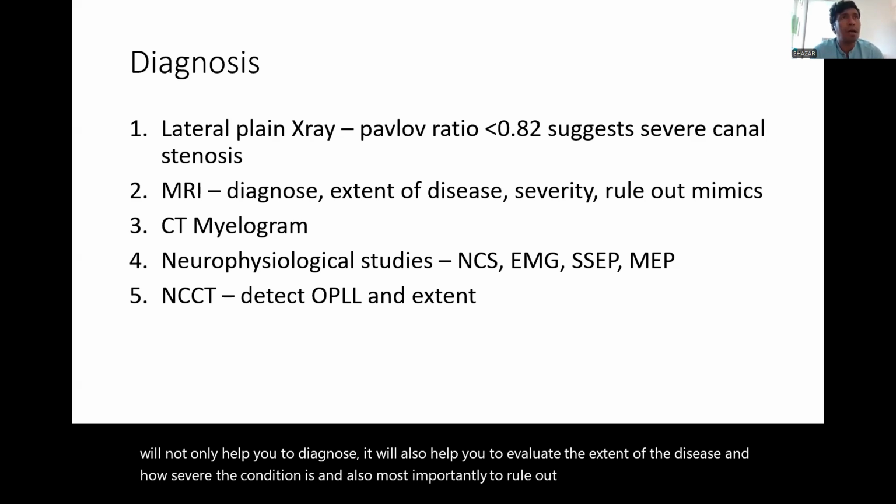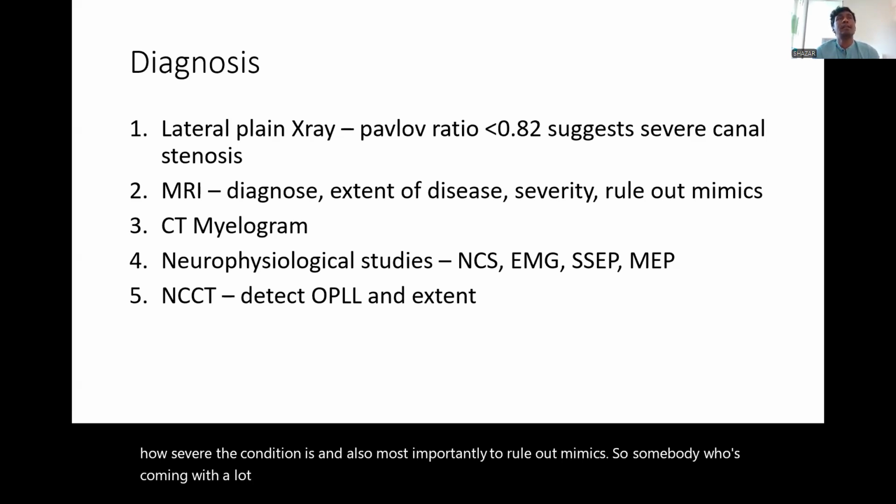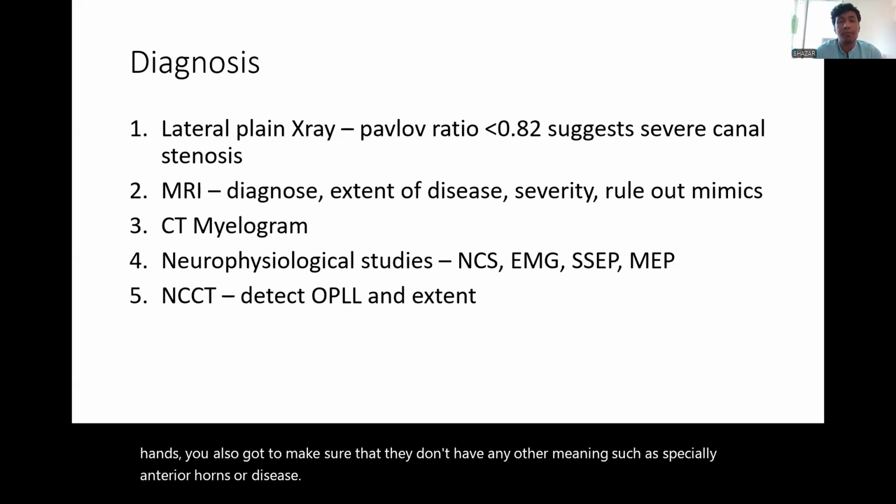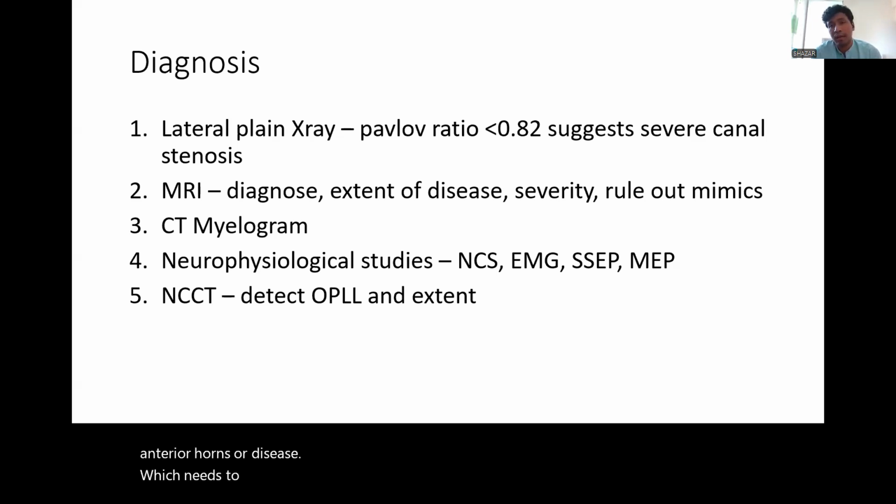So somebody who's coming, a middle-aged or elderly patient, coming with motor symptoms in the hands, you also got to make sure that they don't have any other mimics, especially anterior horn cell disease, which needs to be evaluated and ruled out, and so an MRI scan becomes helpful.